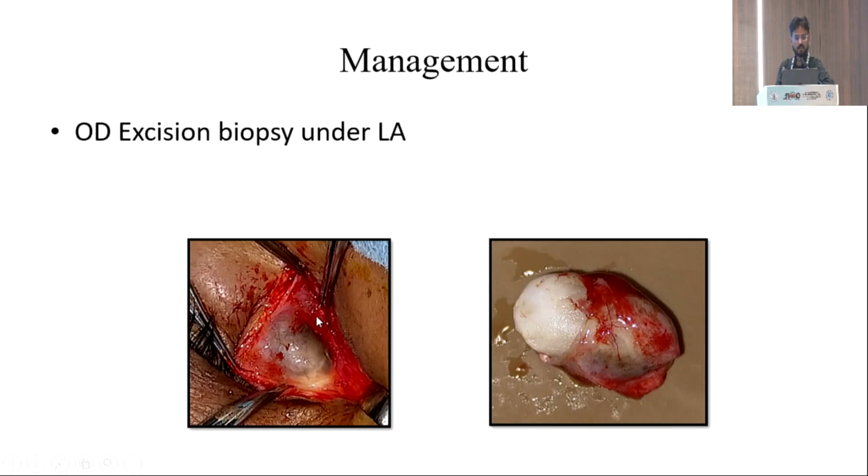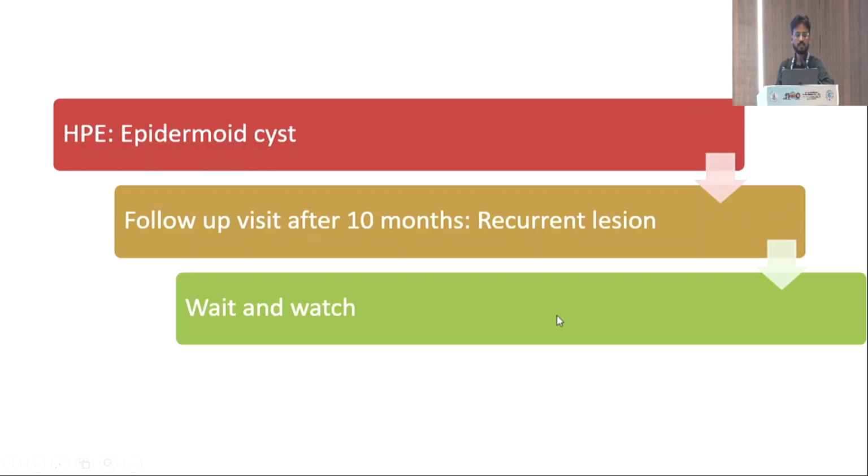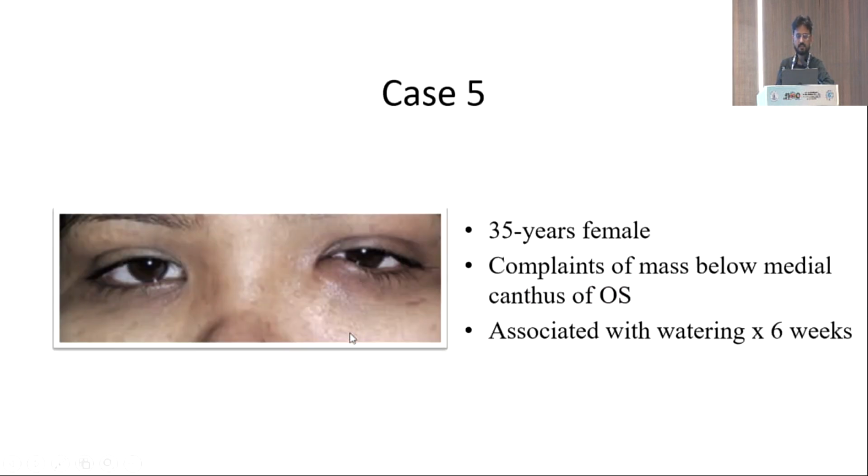So we opened it, and this is the intraoperative picture. Typically, as you can all see, it's an epidermoid cyst. That's how an epidermoid cyst looks. Histopathology confirmed that it's an epidermoid cyst, and of course this patient didn't have any watering in the follow-up period. Another case, a 35-year-old female, with complaints of a mass below the medial canthal area in the left eye, associated with watering for the past 6 weeks.